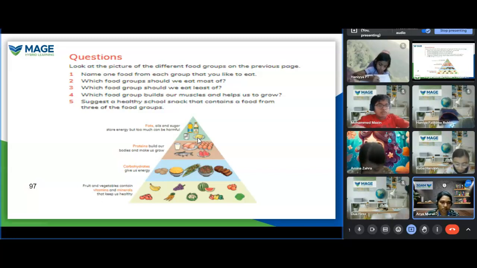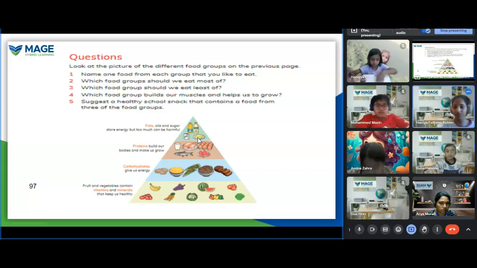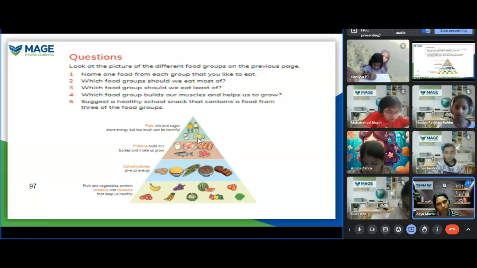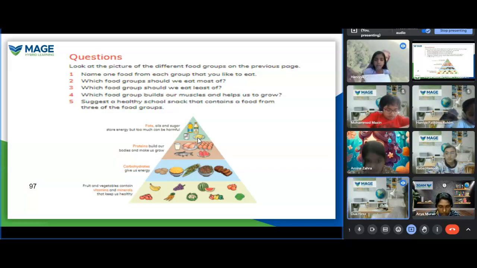Make it fast, dear children. I think we can. No, noodles is not healthy, whether it is vegetable or chicken. It doesn't matter. Noodles is always categorized. Sorry. One by one.